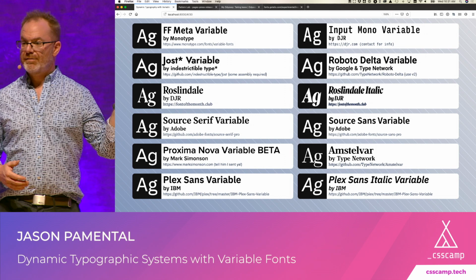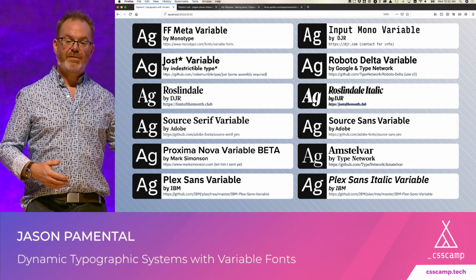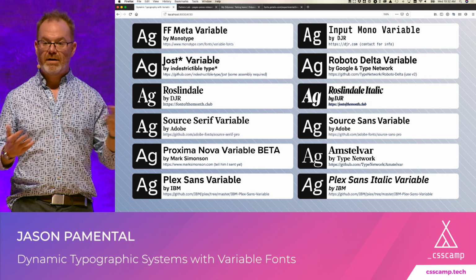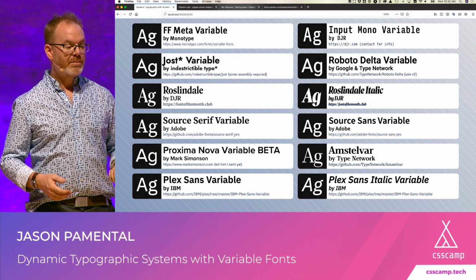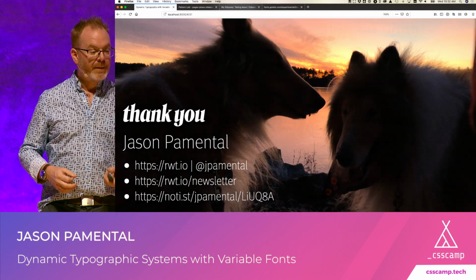This is a list of the different typefaces that I use and where you can find them. You can find a lot of stuff on vfonts.com. That's a great catalog of variable fonts. A lot of these things are actually open source. You can find them on GitHub.